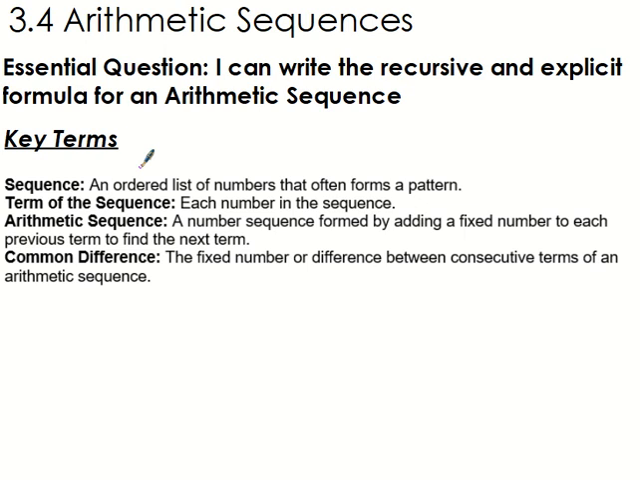So first, an arithmetic sequence is a sequence, or an ordered list of numbers, that forms a pattern with a common difference. So it's a fixed number that's being added in between the sequence. So for example, if I wrote these numbers down right now, this would be an arithmetic sequence because they're going in a specific pattern. The pattern is I'm adding three every single time.